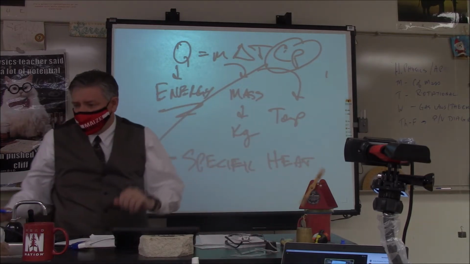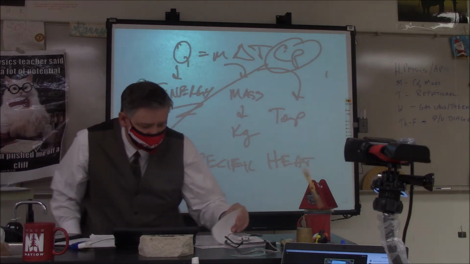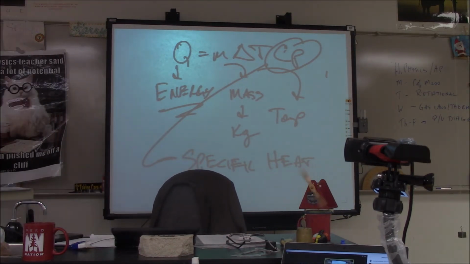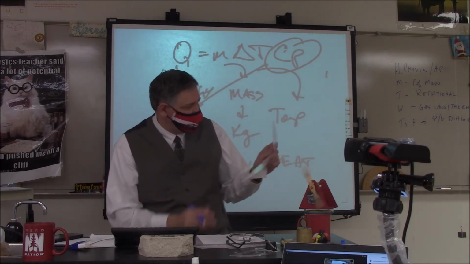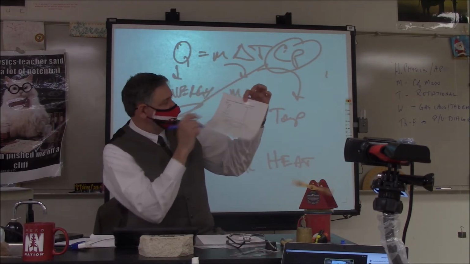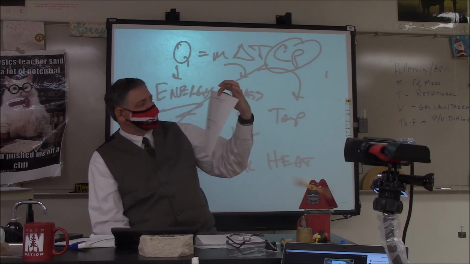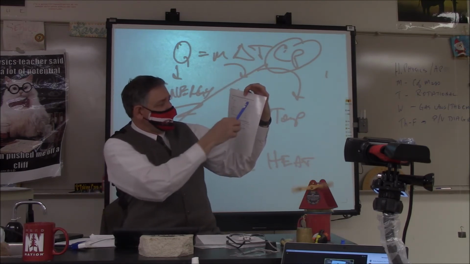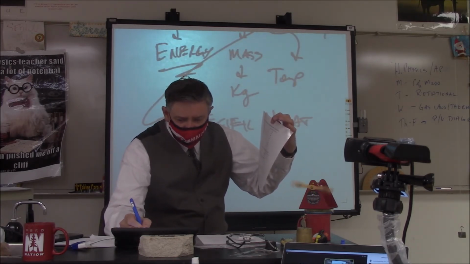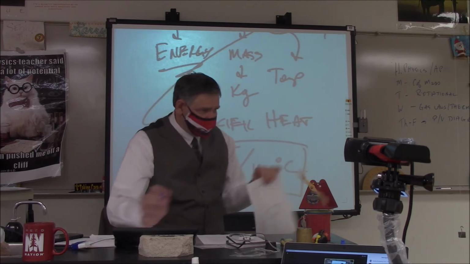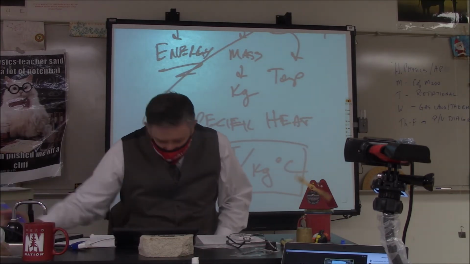So, on the sheet of paper that has all your thermal constants on it, up here at the top it says specific heat of various substances at 20 degrees and 1 atmosphere, like now. So notice that these units are joules per kilogram degrees Celsius. So what this number means is this.